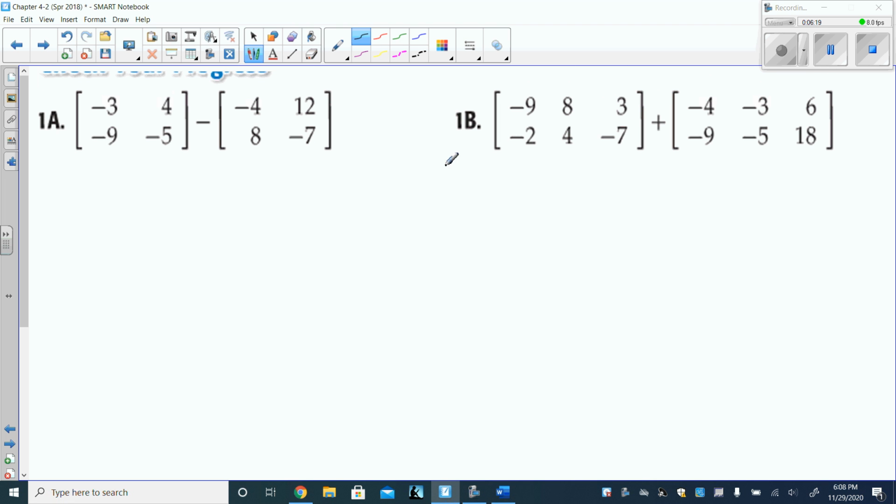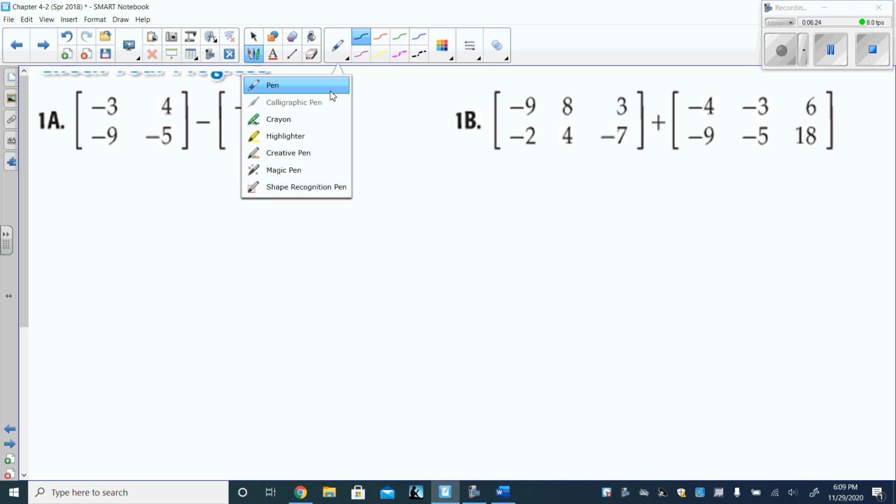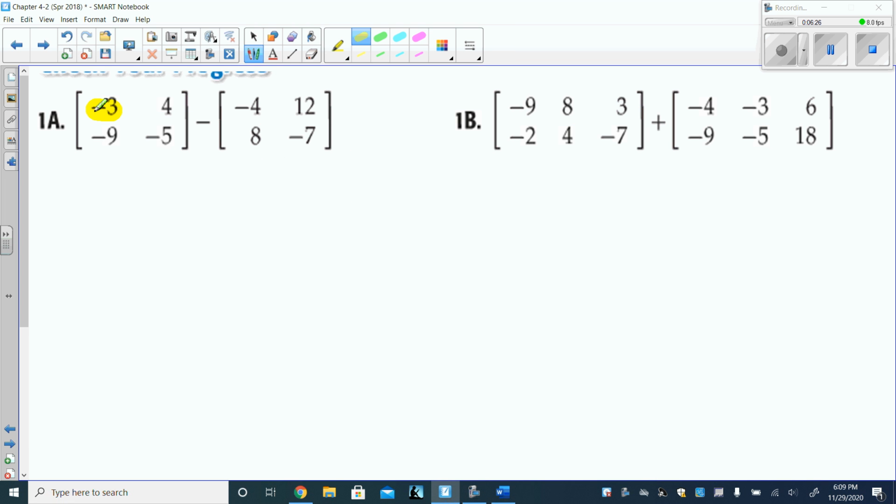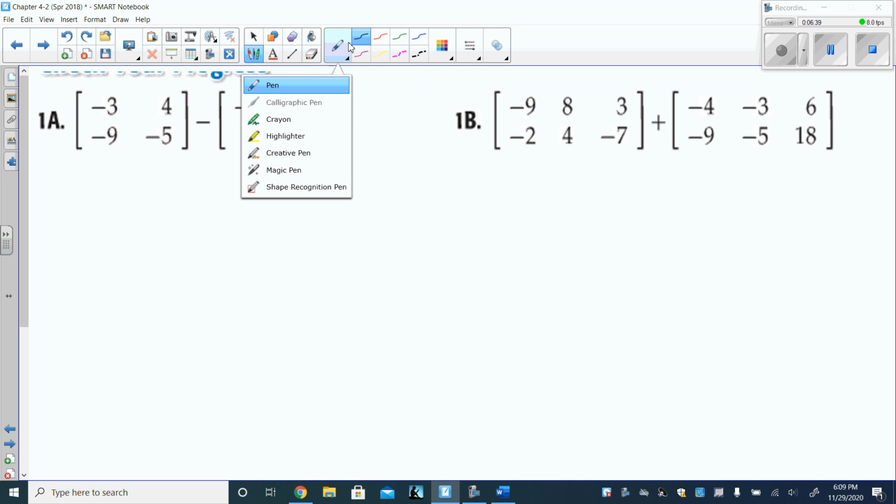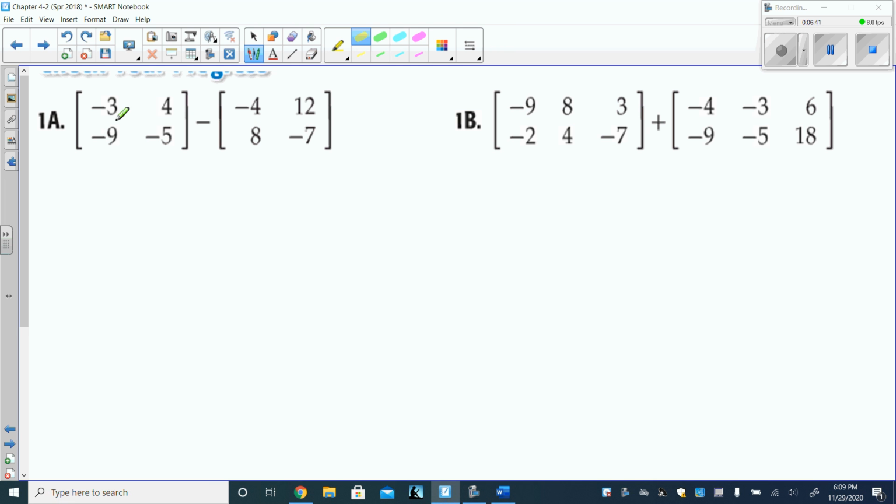So let's do some more here. They already have these written out for us, so that's a little bit nicer. So again, we're going to match up like elements. Well, before we can even start matching up like elements, we need to make sure they have the same dimensions, because if they don't, then we can't add or subtract. So this here is a 2 by 2. Then we have a 2 by 2. So they do have the same dimensions, so we can subtract, because again, it's subtraction.